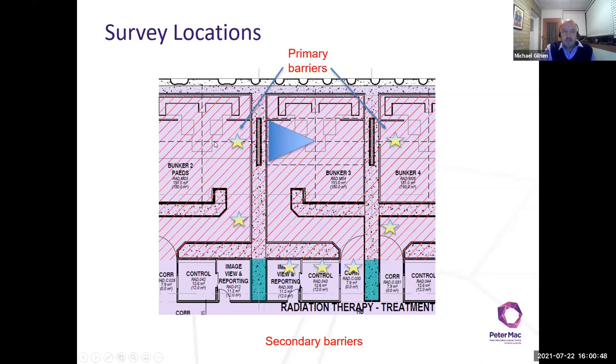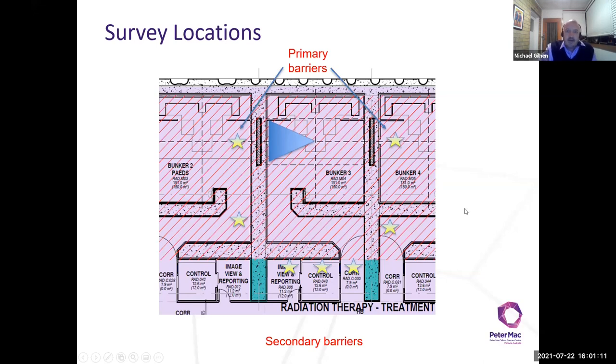There might be staff setting up a patient for treatment in this room while this patient here is being treated. So we need to make sure that people are safe in adjacent bunkers, and it could also be an office or a storeroom. So we're certainly going to measure on the primary barriers.